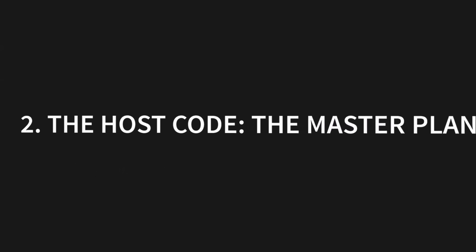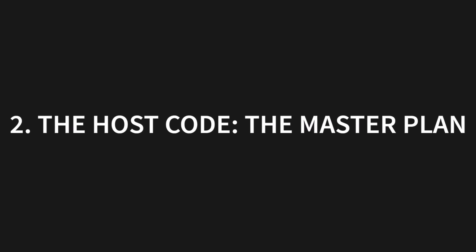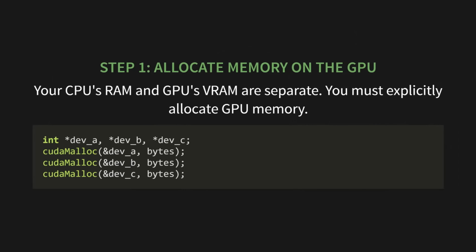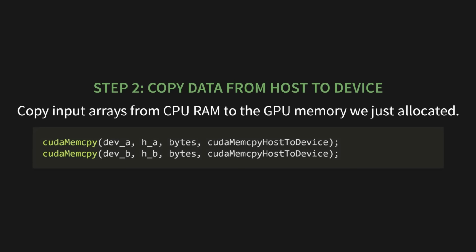Simple, right? Okay, part 2, the host code, the master plan. This is so important. Every CUDA kernel follows this exact 5-step pattern. Burn this into your brain. Step 1. Allocate memory on the GPU. Your CPU's RAM and your GPU's VRAM are totally separate places. You have to explicitly allocate GPU memory. So we declare our pointers dev_A, dev_B, dev_C, and then we call cudaMalloc to create space for them on the device.